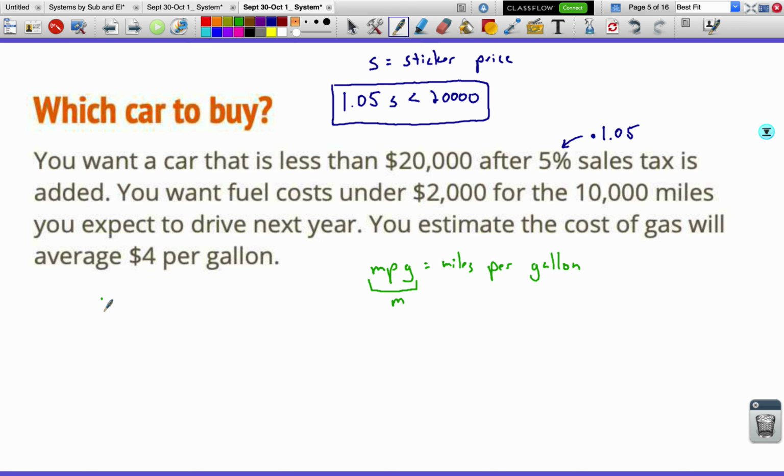What we're going to do is take our 10,000 miles and divide it by the miles per gallon, and this will give us the number of gallons. So that right there gives us gallons that we expect to be buying for a full year of driving. All right, we're going to multiply the gallons by the cost per gallon. So we're going to do 4 times this for $4 per gallon. And we need this whole amount here to stay under 2,000.